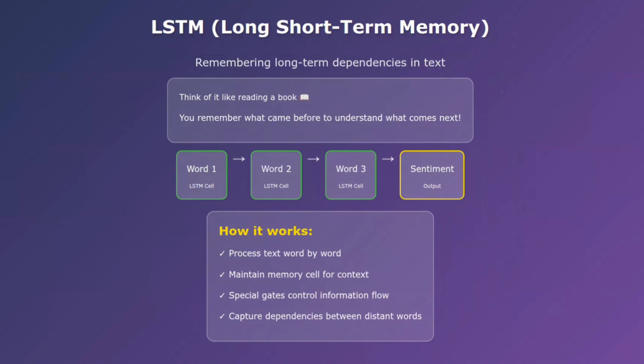Here's how they work. 1. They process text word by word in sequence. 2. They maintain a memory cell to store important context. 3. They use special gates, forget gate, input gate, output gate, to control what information to keep or discard. This lets them capture dependencies between distant words in a sentence. So it's like word 1 goes into an LSTM cell, which passes information to the next cell processing word 2, and so on, until finally we get our sentiment prediction.